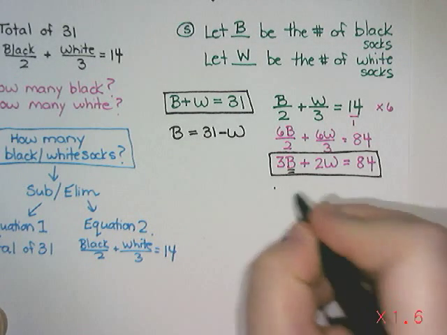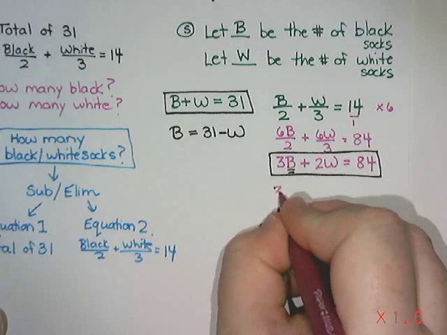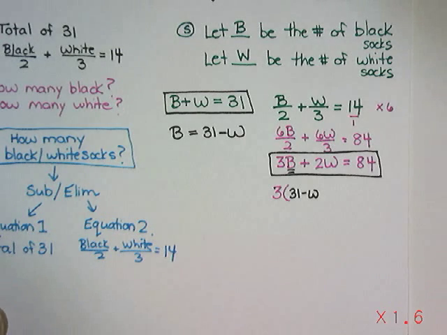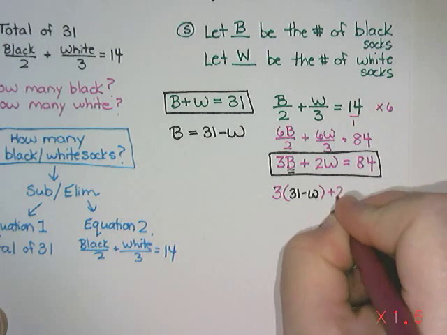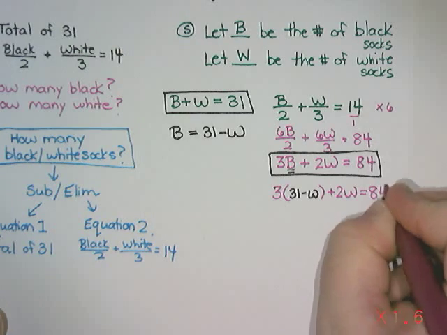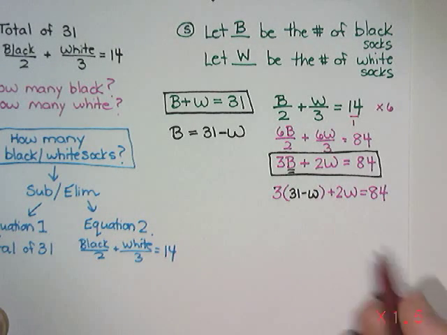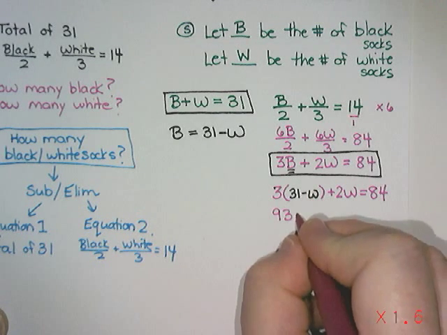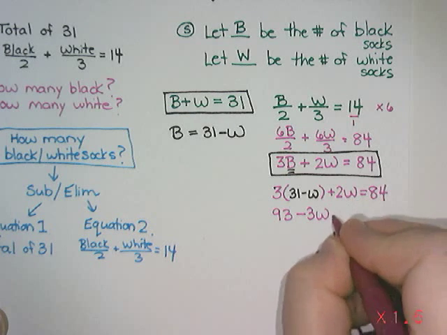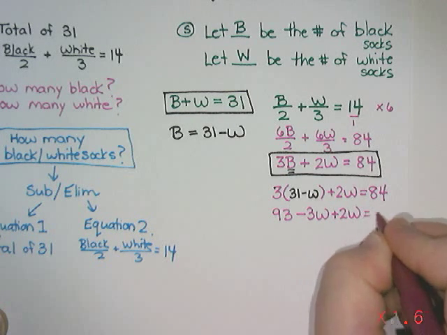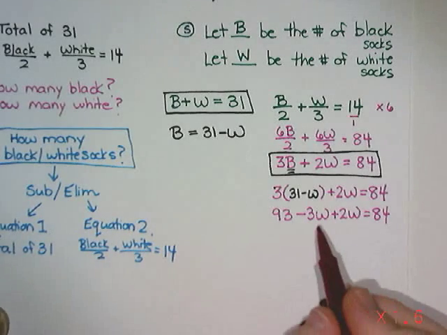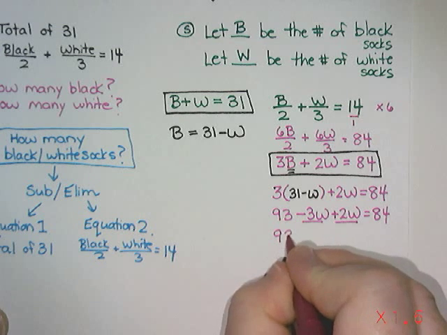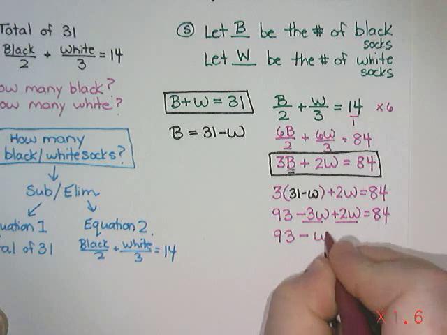So I get 3 times 31, take away W, plus 2W equals 84. And then I need to multiply out the brackets. So 31 times 3 is 93. 3 times negative W is negative 3W plus 2W equals 84. Now I have some like terms. The negative 3W and the 2W are like terms. So negative 3 plus 2 is negative 1W.